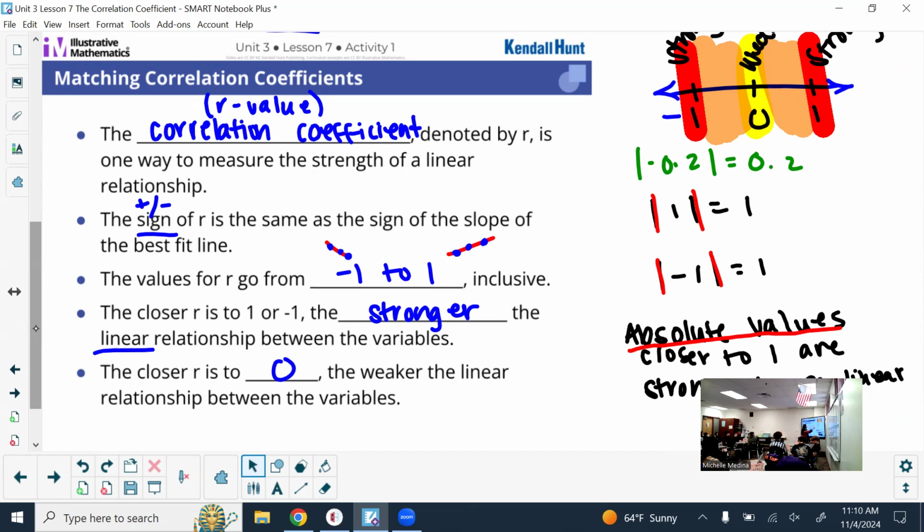So I included this part about the absolute values, that if the absolute value is closer to 1 than it is to 0, then it's stronger. If it's closer to 0 than it is to 1, then it's weaker. All right, so keep that in mind. The sign of your R value should match whether the slope is positive or negative for your linear model. That tends to be the easier part. The strong or weak, whether it looks more like a straight line or not, is where students tend to struggle. Okay, so just make sure you know that difference.